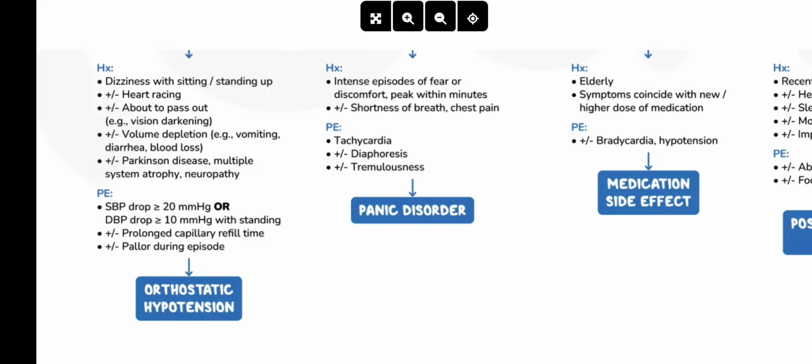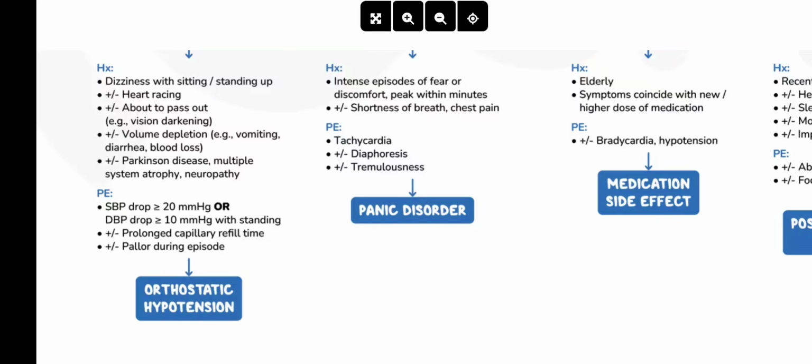In orthostatic hypotension, the patient will be complaining of dizziness with sitting or standing up, may complain about a racing heart, about to pass out, or vision darkening. The patient will give a history of recent volume depletion, like vomiting, diarrhea, or blood loss, or certain neurological disorders such as Parkinson's disease, multiple system atrophy, neuropathy.